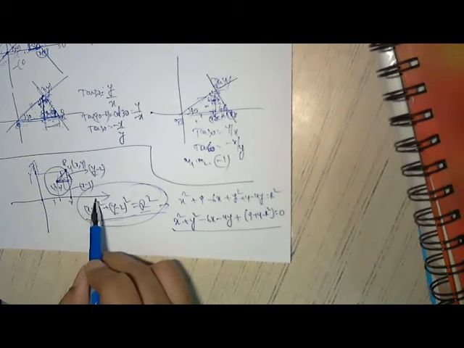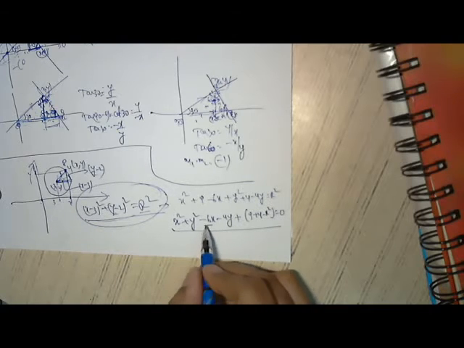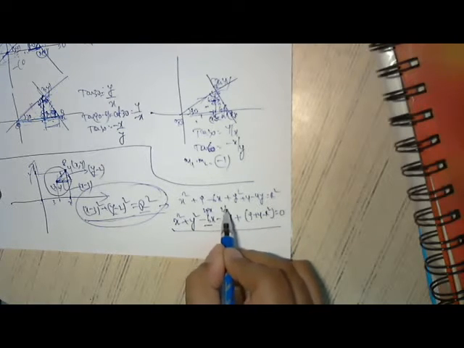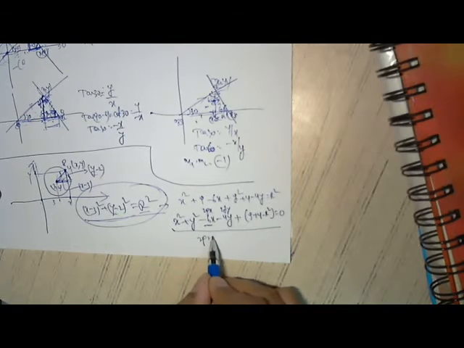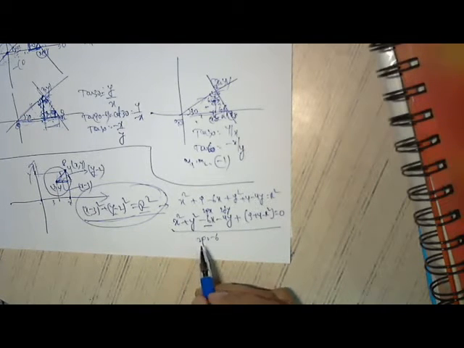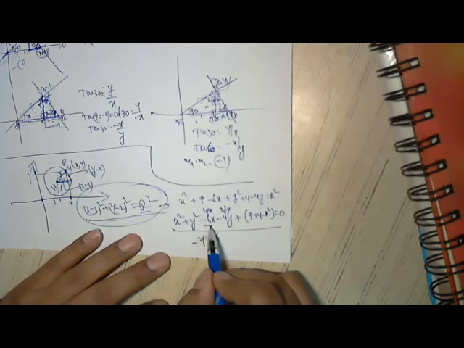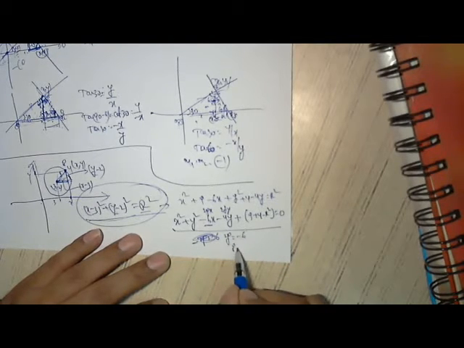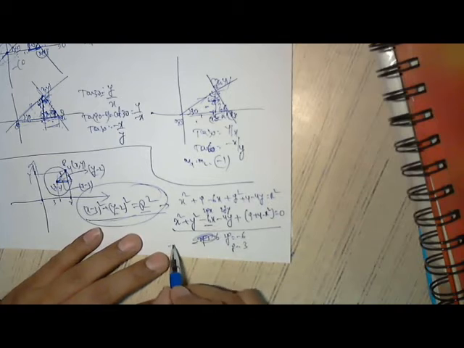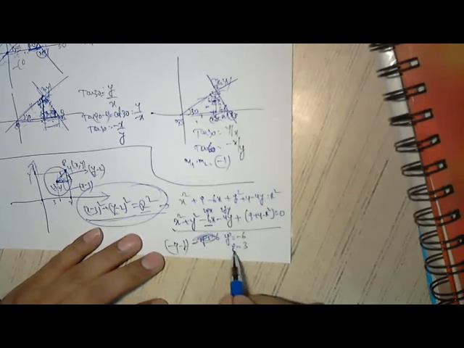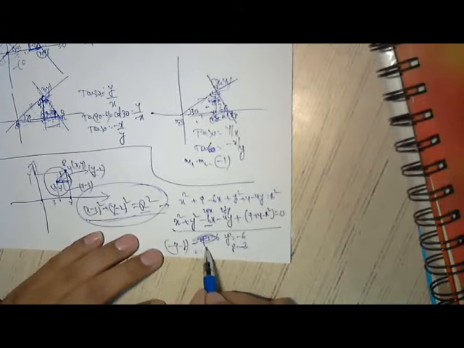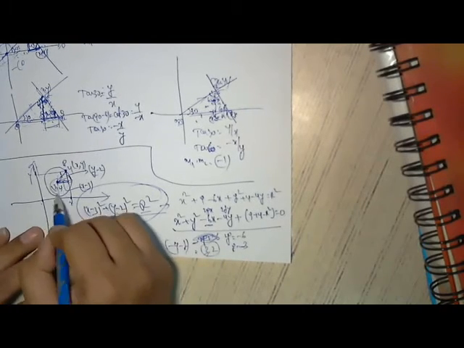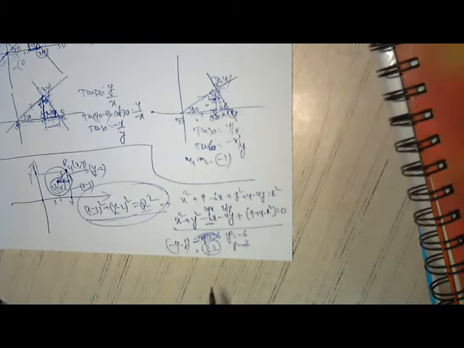The general circle has 2gx and 2fy. So 2g is equal to minus 6, so g is equal to minus 3. The center is (minus g, minus f). So minus of g, minus of minus 3 is 3. Similarly, f is minus 2, so minus f is 2. So this is the center.